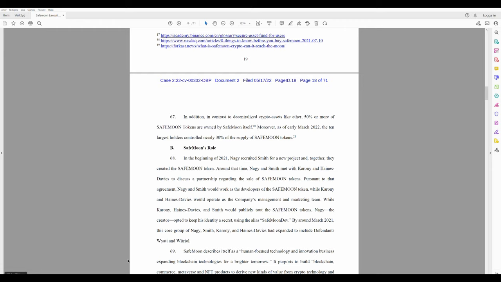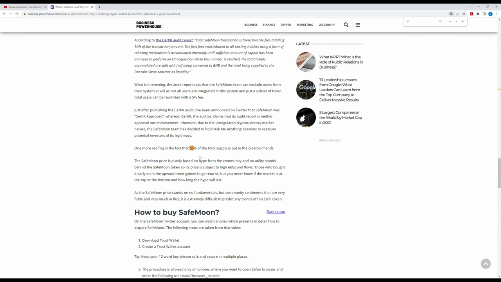50% is owned by Safemoon themselves. Okay, so here we are on that reference. One more red flag is the fact that 50% of the total supply is put in the creator's hands. Okay, this is the V1 they're talking about. The Safemoon price is purely based on hype, and the Safemoon rednecks or Safemoon cult. But think about one thing. Even if this V1 and 50% would be in the developers' or creators' wallets, where they can control that, of course, they would have bridged it over to the V2 because they still want to have as much money as they could.